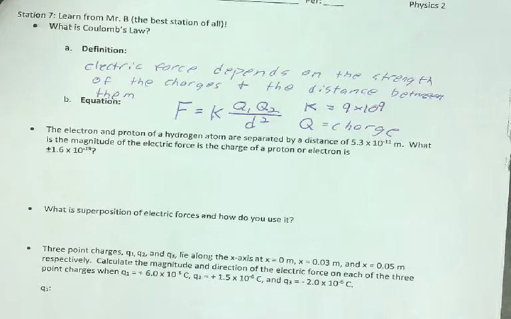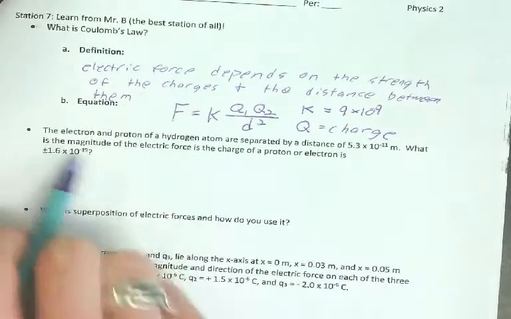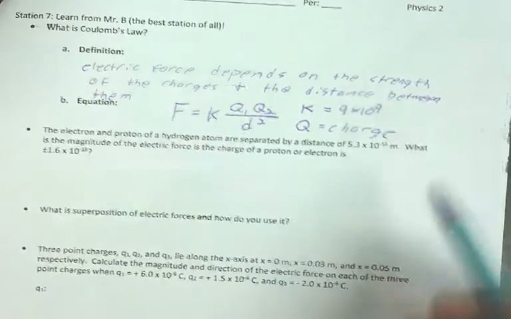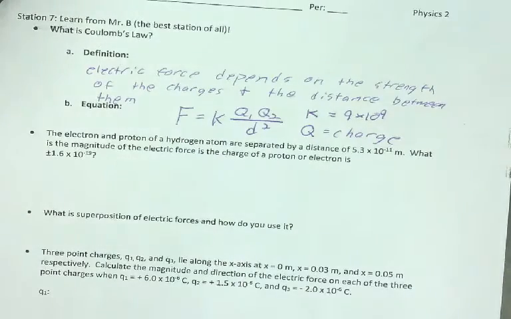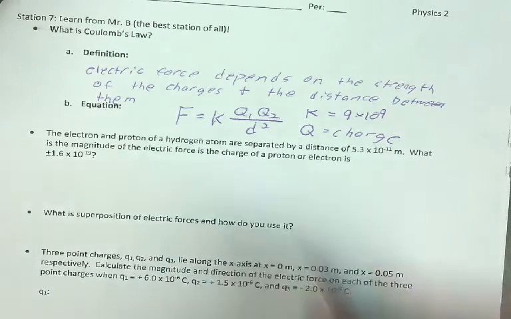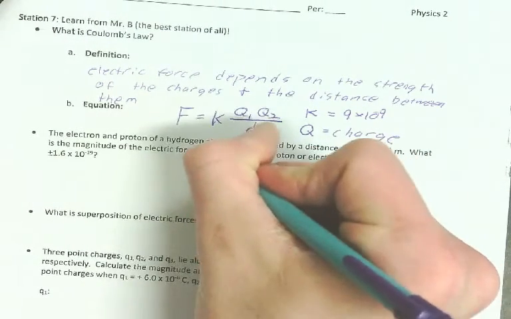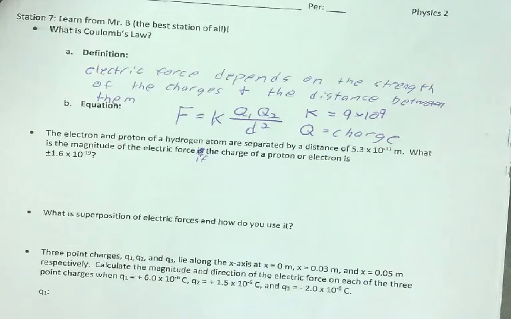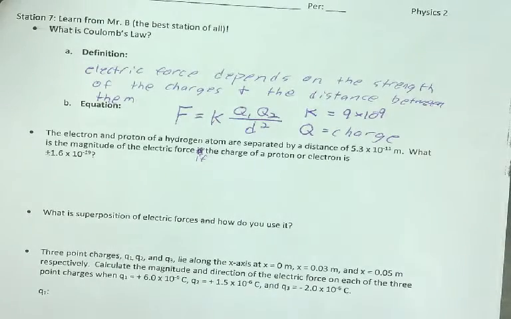Okay, so let's do the example. An electron and a proton of a hydrogen atom are separated by a distance of 5.3 times 10 to the negative 11th meters. What is the magnitude of the electric force? Should say if the charge is plus or minus 1.6 times 10 to the negative 19th.